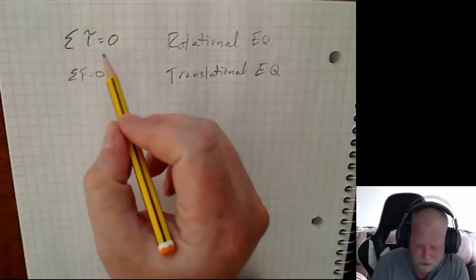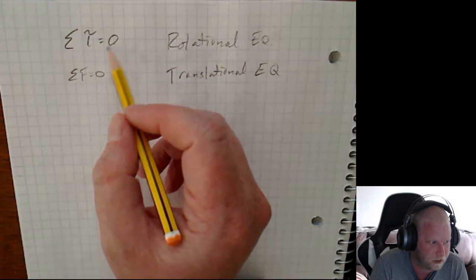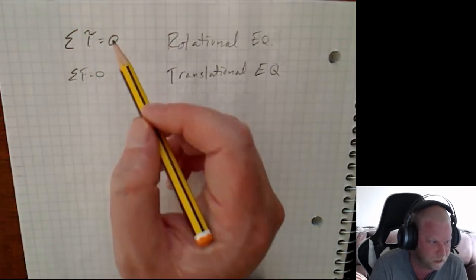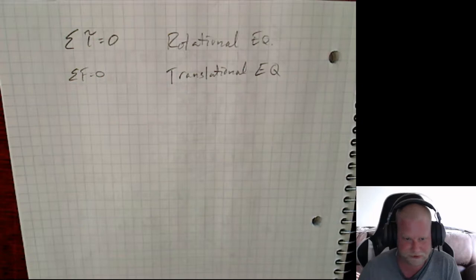It's the same thing with rotational equilibrium. If your net torque is zero, well, in those cases, your object is either rotating at a constant speed or it's not rotating at all. So let's take a look at the example in the notes.